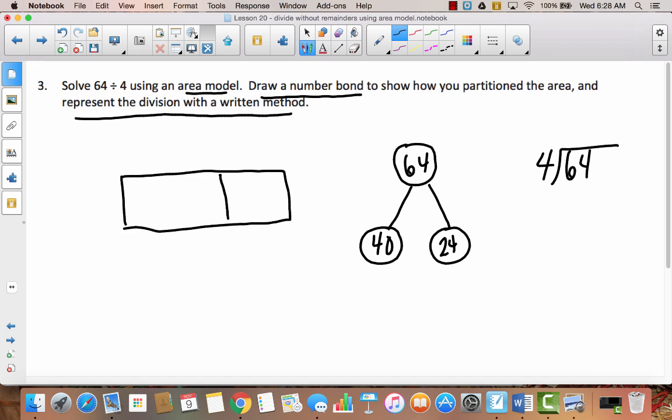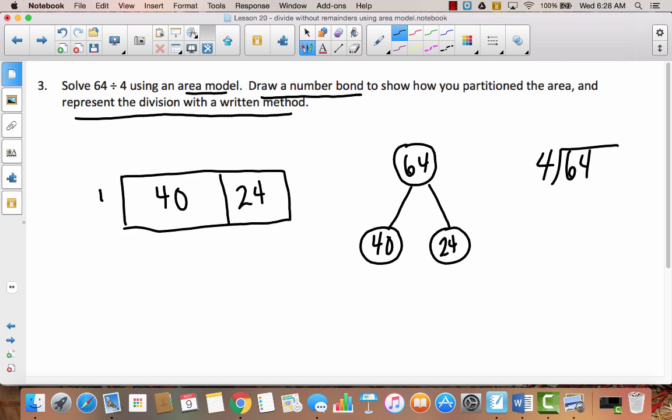So let's come over here and let's divide this into 40 and 24. If you did this on your own and you chose 2 different numbers, don't erase. Let's just see if we got the same answer. As long as you didn't choose numbers that leave a remainder, then you should be fine.